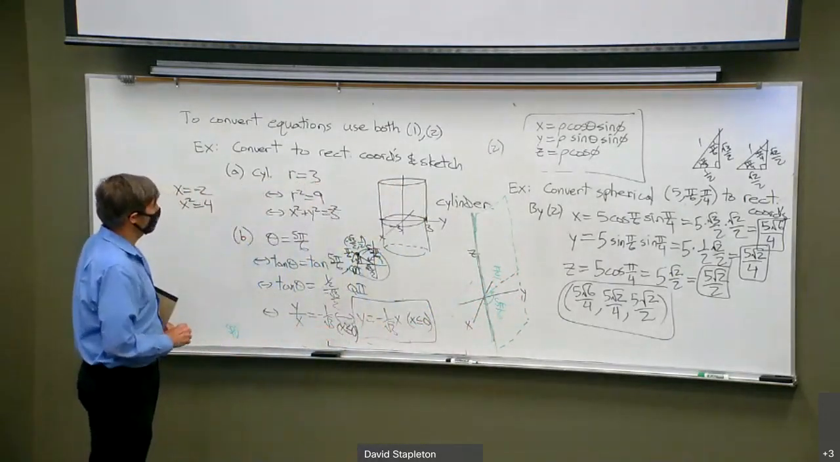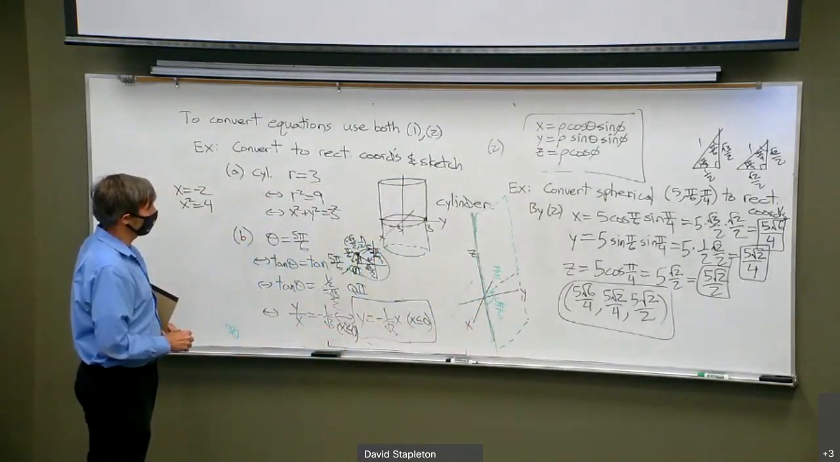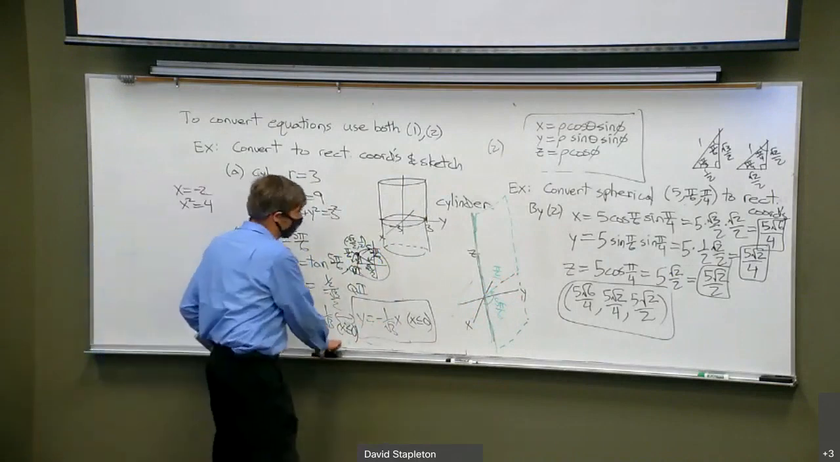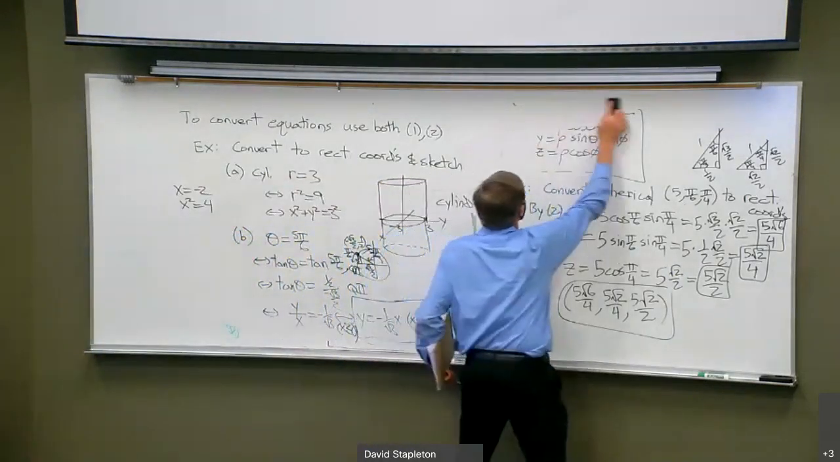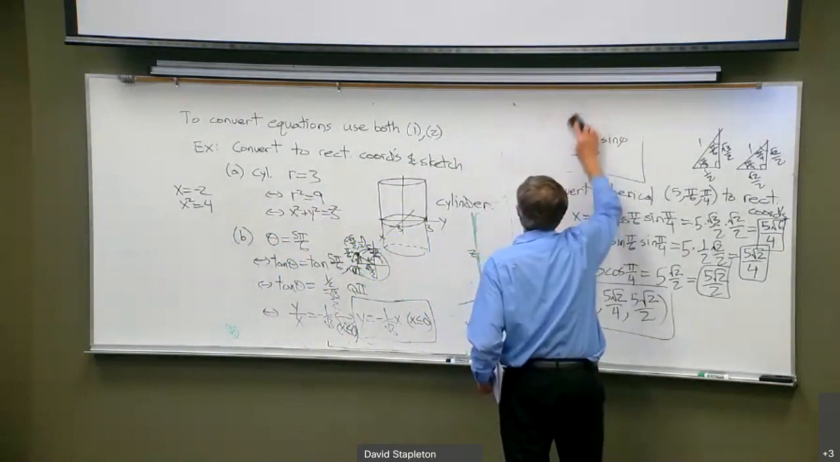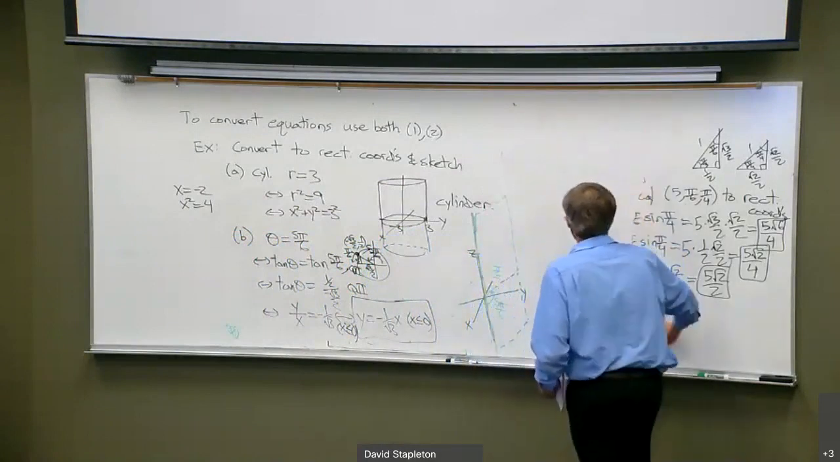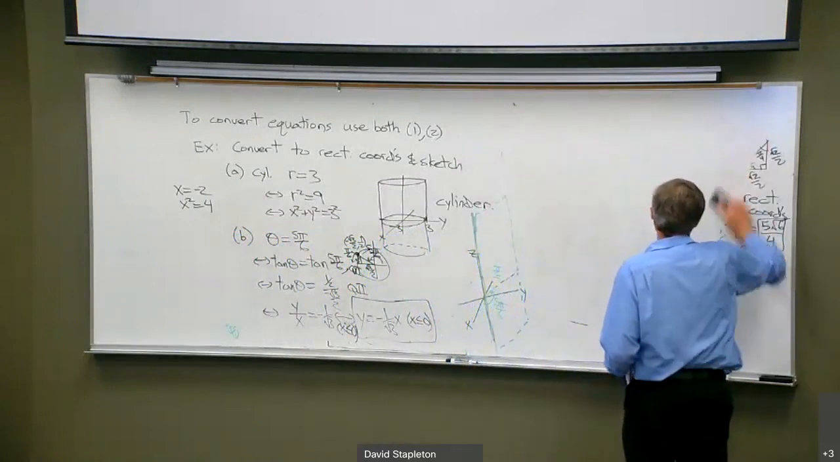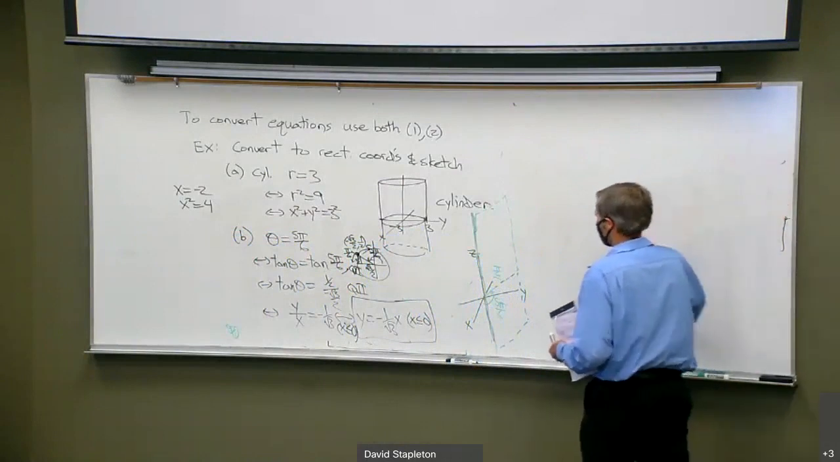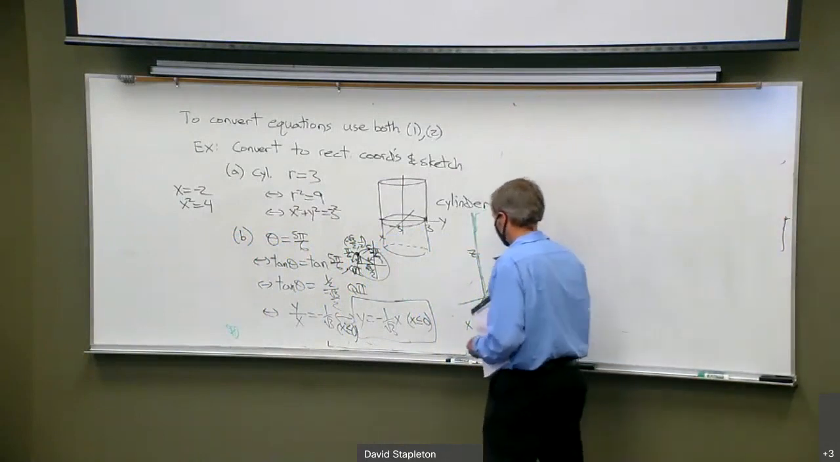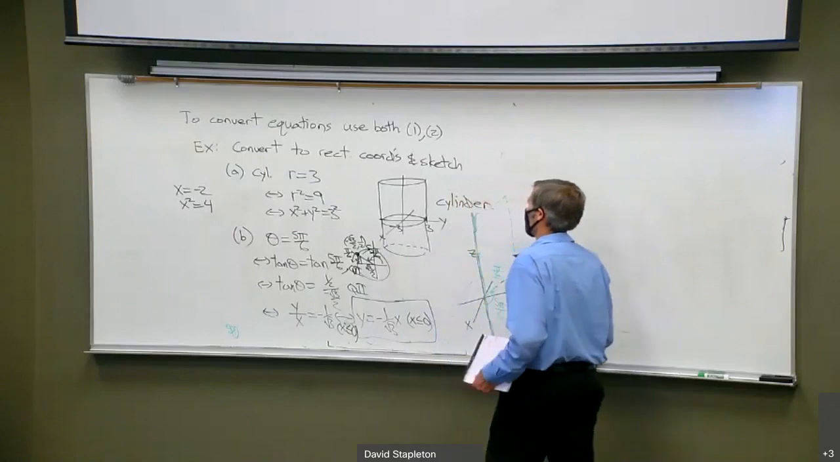So R equals a constant is a cylinder. Theta equals a constant is a half plane at the given angle. And then Z equals a constant, you already know from rectangular coordinates, is a horizontal plane. So those kinds of figures are really simple in cylindrical coordinates.